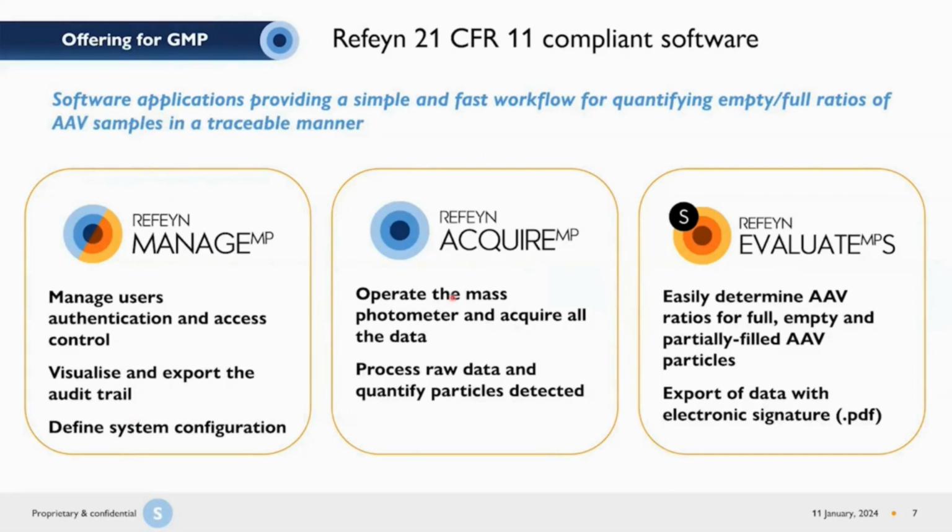We have the Acquire MP, which is our software for data acquisition, and Acquire MP as well is a platform that allows you to operate the mass photometer and to acquire data. We have the Refeyn Evaluate MPS, which is our GMP data analysis software. It allows an easy way to determine AAV ratios for full, empty, and partially filled as well. And as well, it allows you to export data with electronic signature.